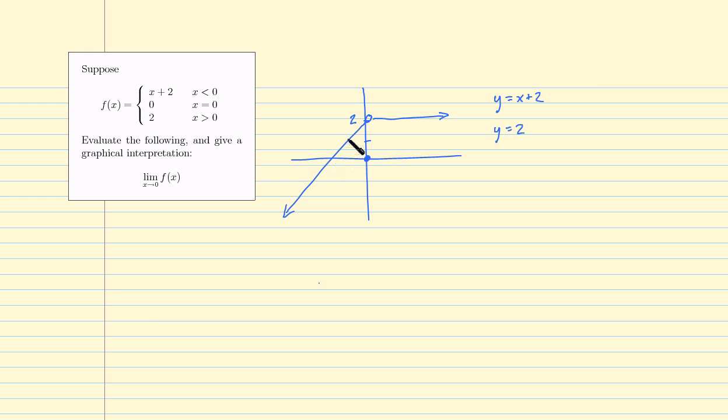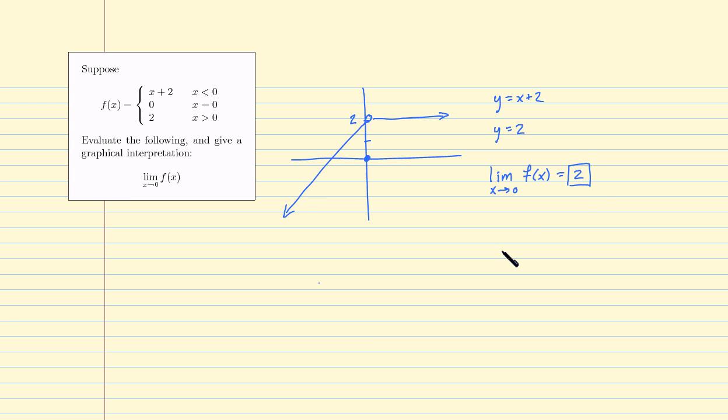Well, if I approach from the left, as my x values get closer and closer to 0, look what's happening to my heights. They're rising up to a height of 2. And on the right, as my x values get closer and closer to 0, what's happening to the height of my function? Well, it's staying 2 the entire time. So it's also, in a certain sense, approaching a height of 2. Okay? So it should be clear from the graph that the limit as x approaches 0 of f of x is indeed 2. And sure enough, that is our answer.